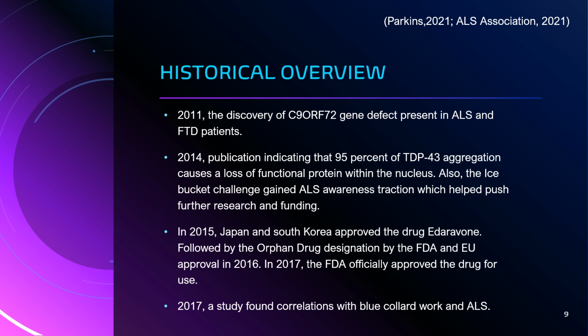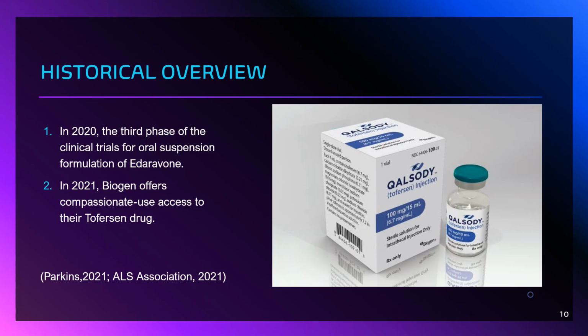In 2015, Japan and South Korea approved the drug edaravone, followed by the orphan drug designation by the FDA and EU approval in 2016. In 2017, the FDA officially approved the drug for use. In 2017, a study found correlations with blue-collar workers and ALS. In 2020, the third phase of the clinical trials for the oral suspension formulation for edaravone occurred. In 2021, Biogen offers compassionate use access to their tofersen drug, which can be seen in the picture on the right.